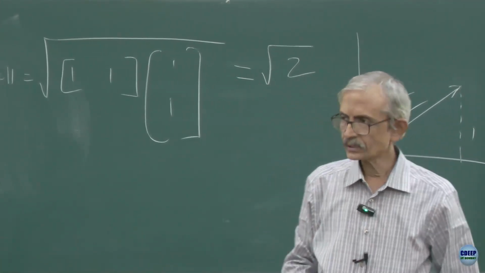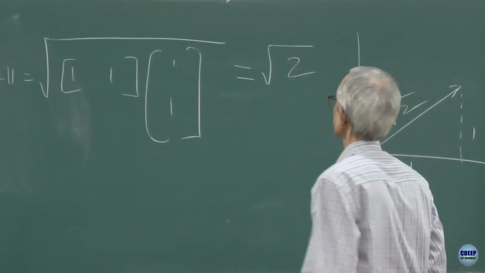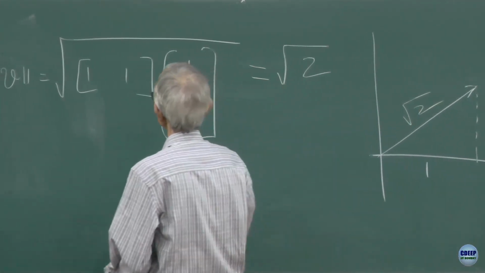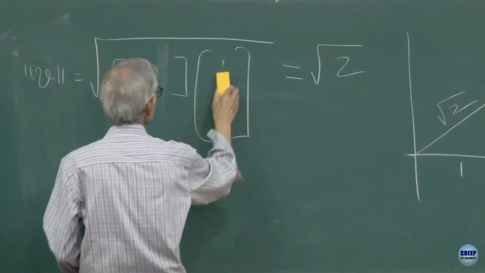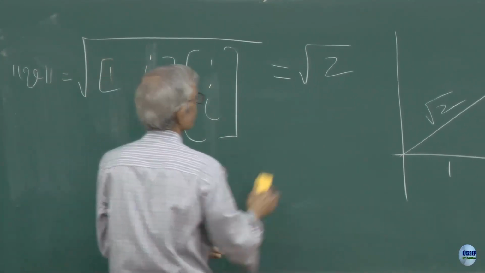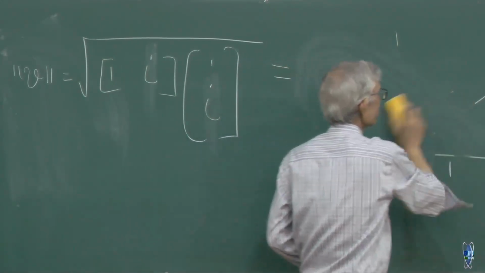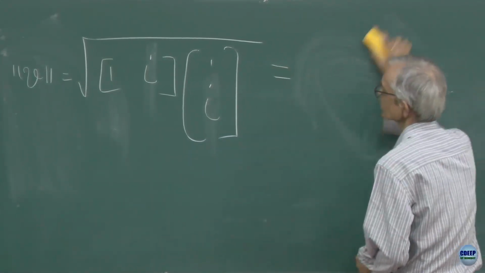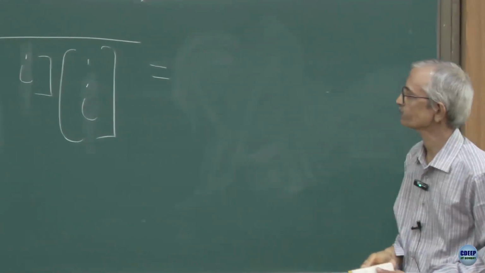Now suppose V is a complex function, and let me say a simple complex function, which we make 1 and i. Now what happens to this guy here? What is this definition going to give me?